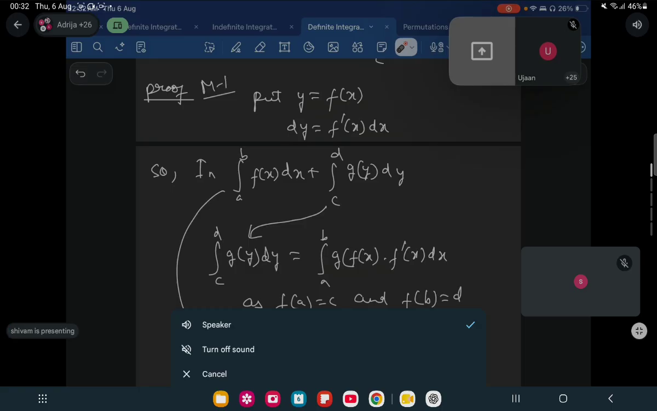Right. So as x tends to a, y will tend to c. Sorry, as y tends to c, x will tend to a. And if y tends to d, x will tend to b. Right. Have you understood how the limit changed? Yes, sir.